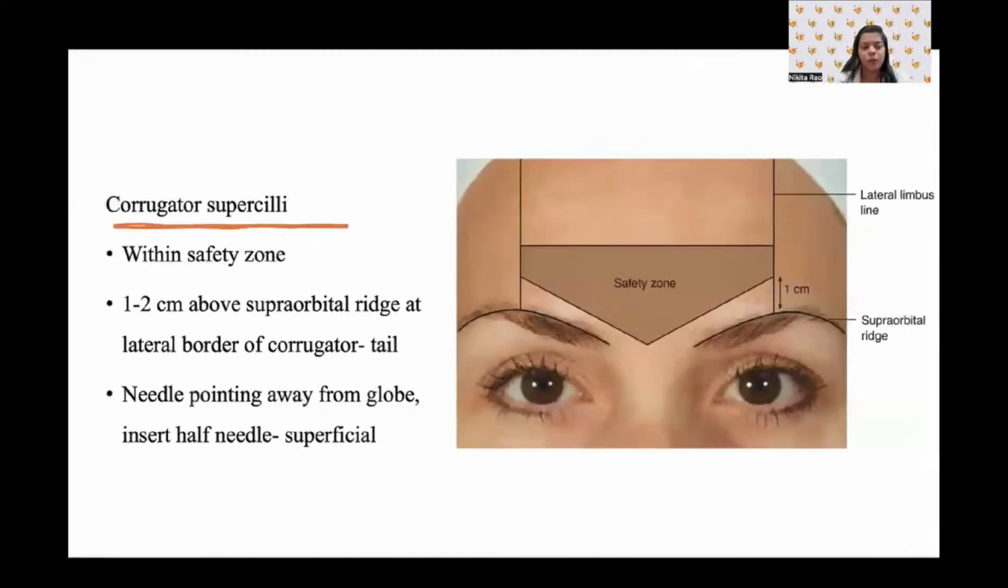Then coming to corrugator supercilii, it has to be done within the safety zone. For the tail of the corrugator, it is given 1 to 2 centimeters above the supraorbital ridge at the lateral border of the corrugator.